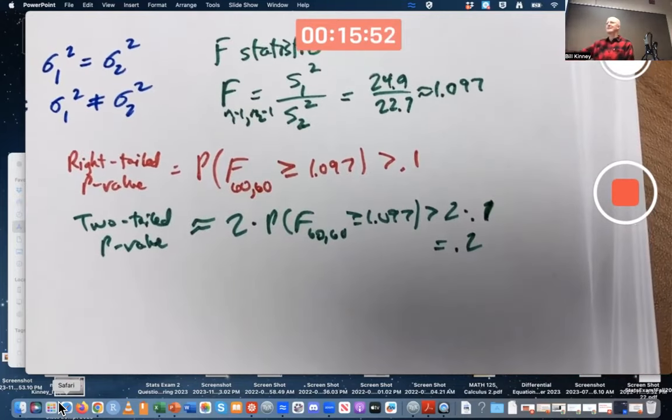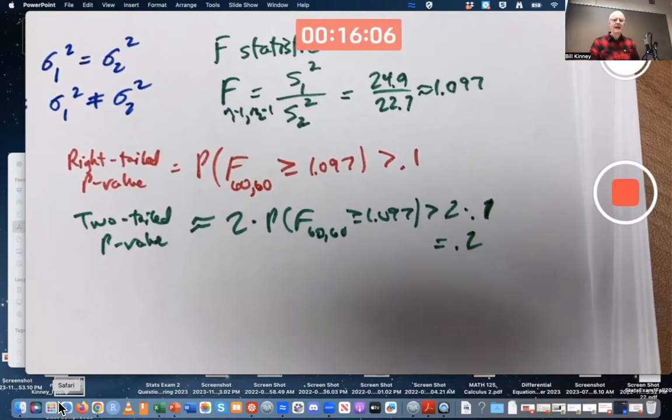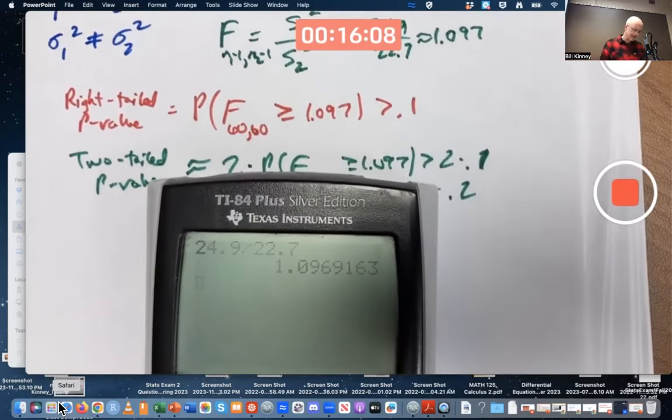Approximately. It's not a symmetric distribution, so it's not really super precise to say this is the p-value. But we go ahead and use it as a convention anyway, even though the distribution is not symmetric. For the two-tailed p-value, double the one-tailed p-value. Let's see what technology gives us.